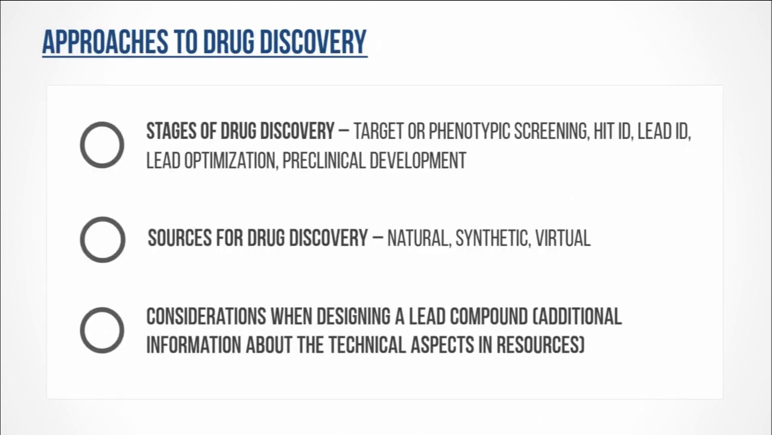Okay, so in this section, we talked about the different stages of drug discovery, from target or phenotypic screening, hit ID, lead optimization, and lastly, preclinical development. All this to find possible candidates that we possibly can use for clinical trial. We talked about sources for drug discovery, which can be synthetic, natural, or virtual. And lastly, we discussed some of the considerations when we design a lead compound.